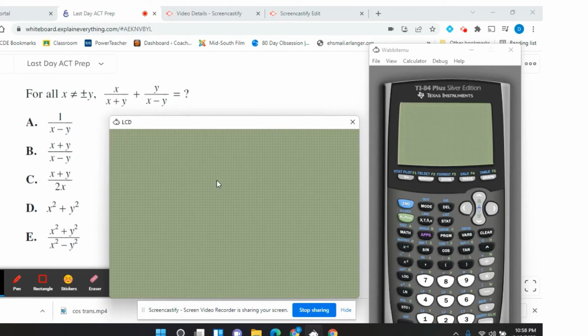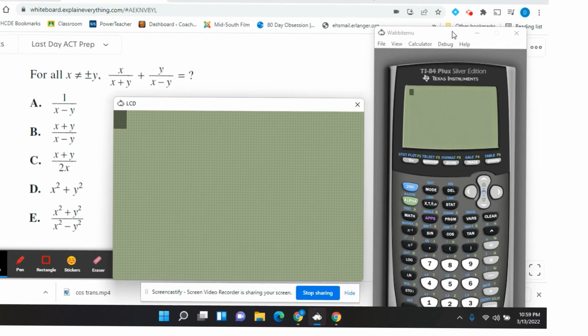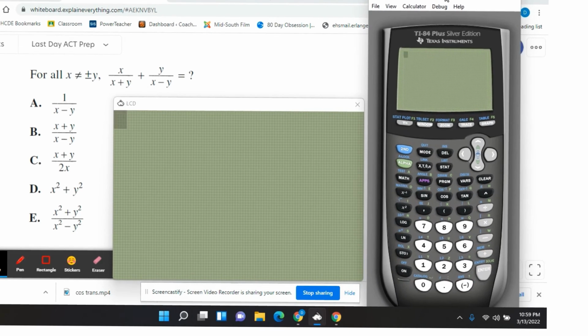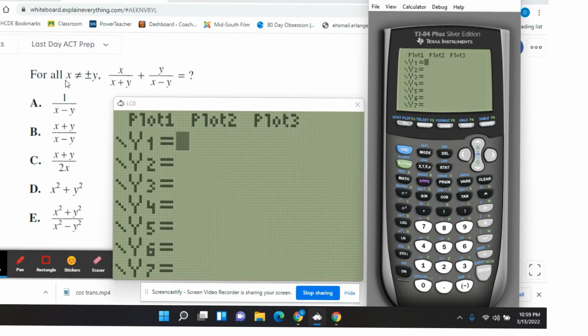All right, so as we look at this one, we have two variables. We can't put two variables into our calculator, so what we're going to do is assign one of the variables a number. You guys all know by now my favorite number to use is 3. We don't want to use 1, 0, or 2. So what we're going to do is type in this equation, and notice the rules. It says for all x's that are not equal to the positive or negative y value, and we're calling our y value 3.